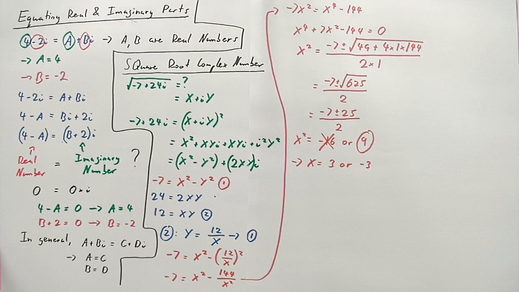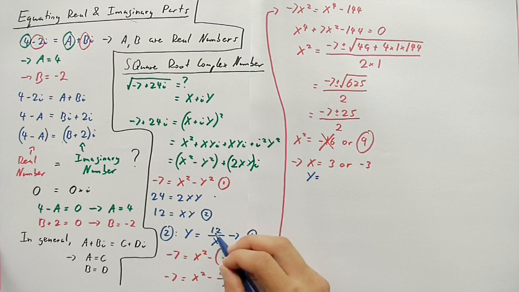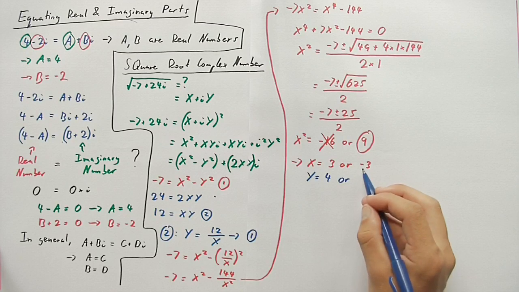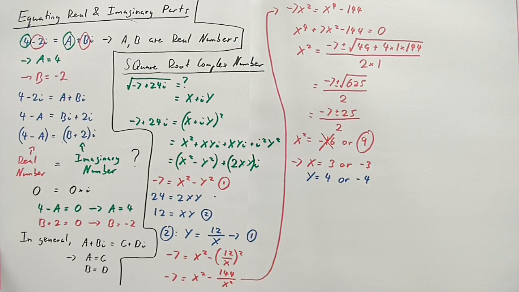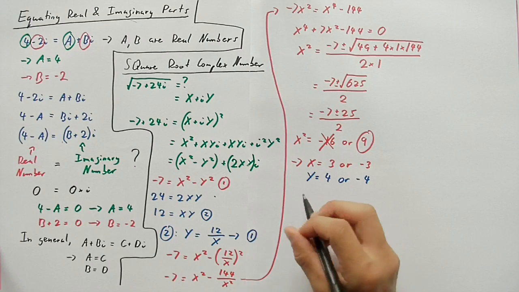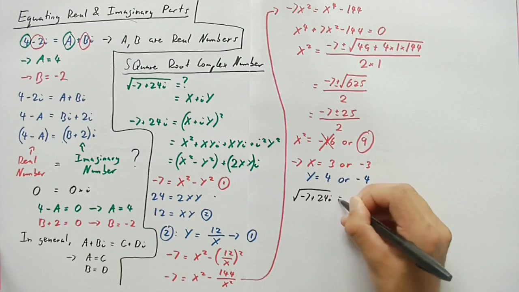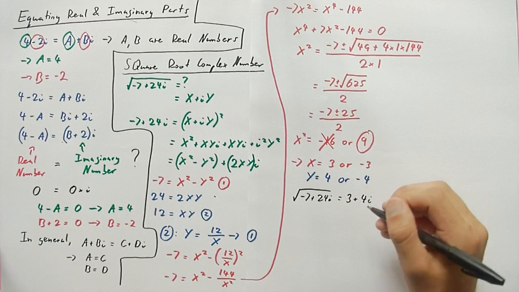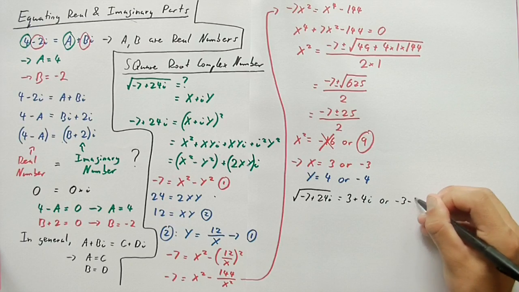And now we just have to find y, and we can do that using this formula that we found before down here. So when x equals 3, y is equal to 12 divided by 3, which is just 4. And now when x equals negative 3, y is equal to 12 divided by negative 3, which is of course negative 4. So by taking this pair of x and y, and subbing it into its x plus iy form, we get that the square root of negative 7 plus 24i is equal to 3 plus 4i. And by doing the same thing with this other pair of x and y, we get that it's also equal to negative 3 minus 4i.